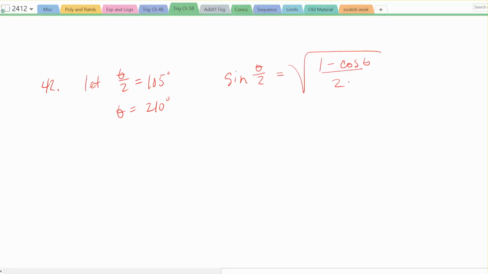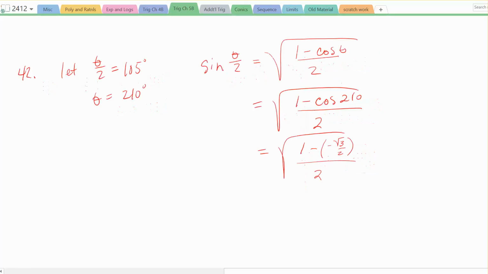Now let's deal with the sign of this function in just a minute. Right now I'm just going to simply substitute into my formula here. I've got 1 minus the cosine of 210, all of that divided by 2. I know that the cosine of 210, which is in the third quadrant, has to be negative square root of 3 over 2. All of that's divided by 2 underneath that radical.